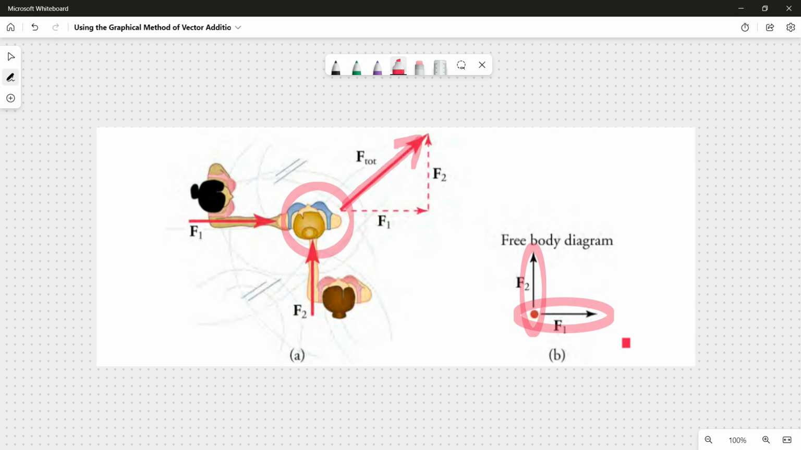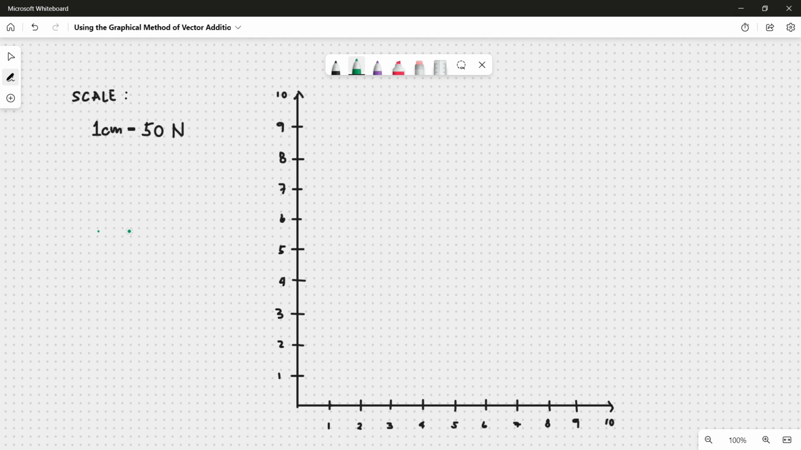In problems where variables such as force are already known, the forces can be represented by making the length of the vectors proportional to the magnitudes of the forces. For this, you need to create a scale. For example, each centimeter of vector length could represent 50 newtons of force.